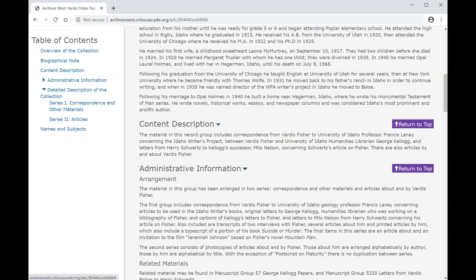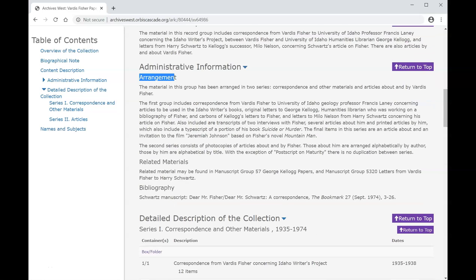The administrative information may also include information about the arrangement of the materials, so how the archivist organized the collection. They may have maintained the original order or imposed their own order to help researchers better navigate the materials. The information about arrangement may also say whether or not any materials were removed from the collection and for what reasons. In some cases, finding aids will also have a section indicating if the repository has any related materials to the collection that may be of interest to a researcher. In this case, there are two other collections that may be of interest to someone looking at the Vardis-Fisher papers.